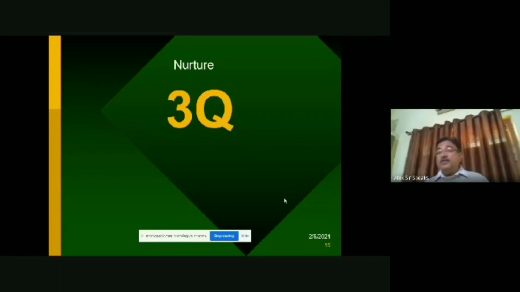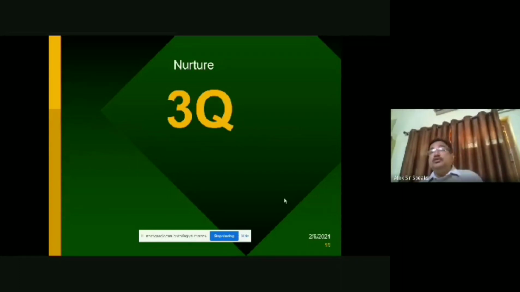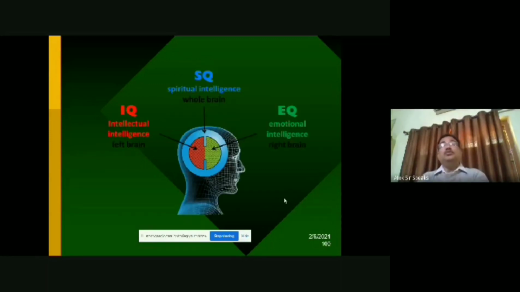My advice will be, nurture 3Qs. We need to understand the 3Qs. There are 3Qs in our personality, in our life, in our existence. There are 3 dimensions, and all the 3 dimensions are denoted by Qs. One is the IQ, which is intelligence quotient. One is the emotional quotient, EQ, and one is the spiritual quotient.